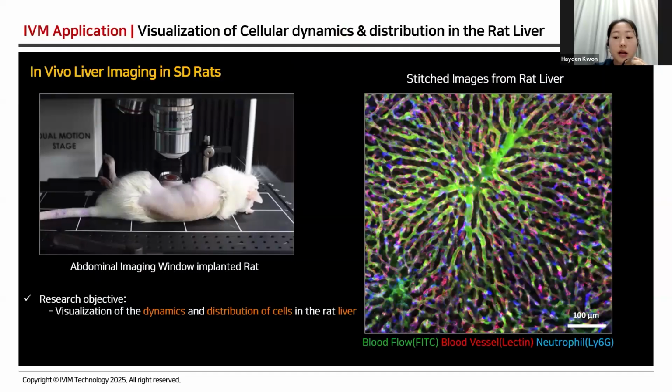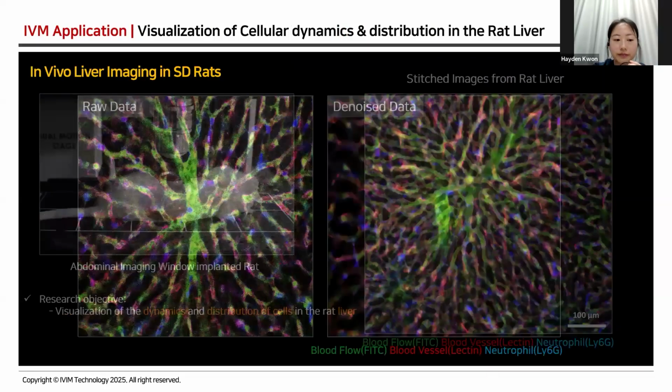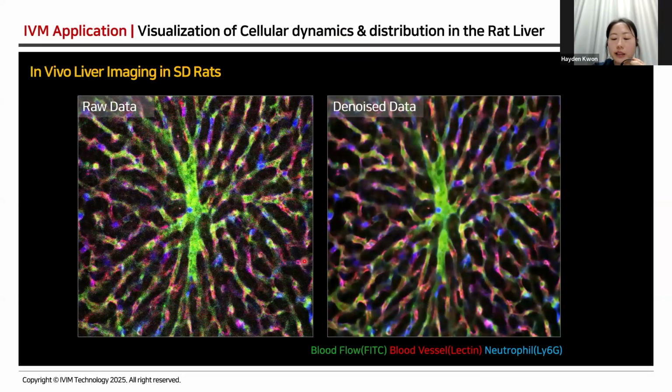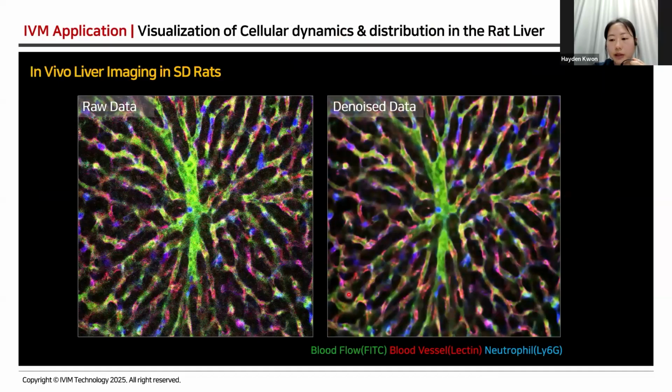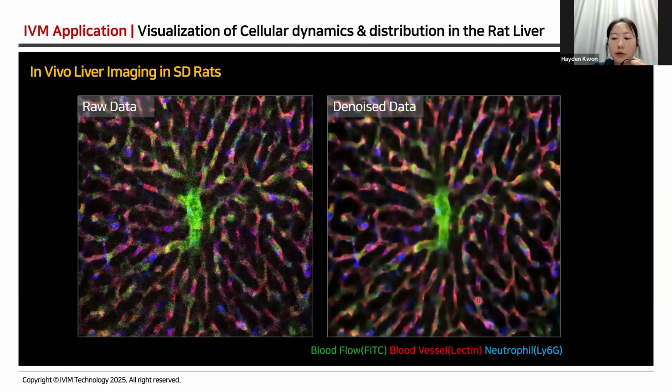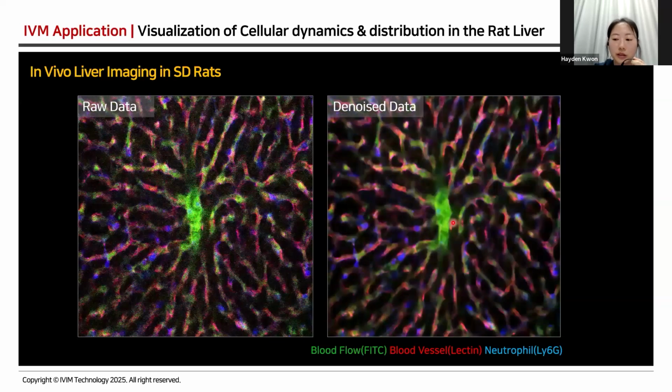So similar to simple imaging methods, liver observation through the abdominal imaging window also provided stable imaging conditions. So this allowed us not only to capture deep images, but also to acquire deep and wide field images using the imaging mosaic function. So with video level imaging technique, we could clearly visualize the blood flow, which also implies the possibility of measuring blood flow velocity. And now you're looking at the data before and after processing with the AI denoiser software.